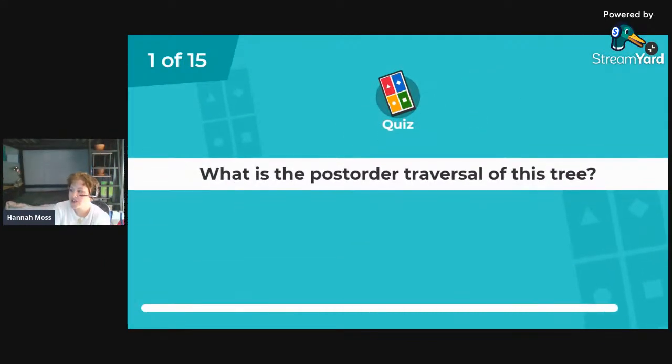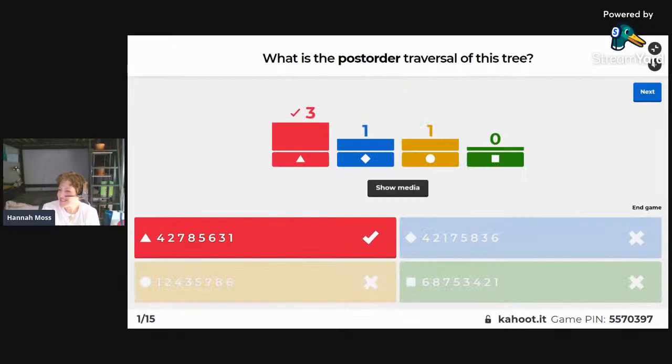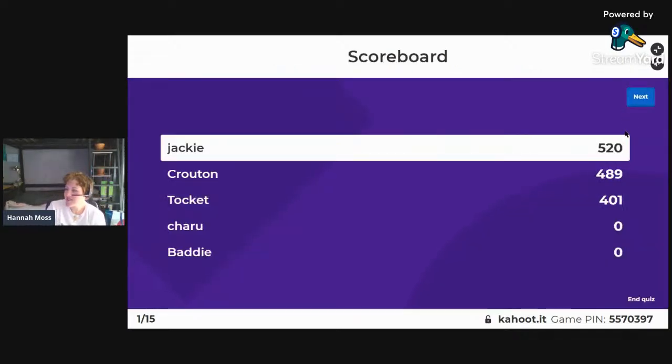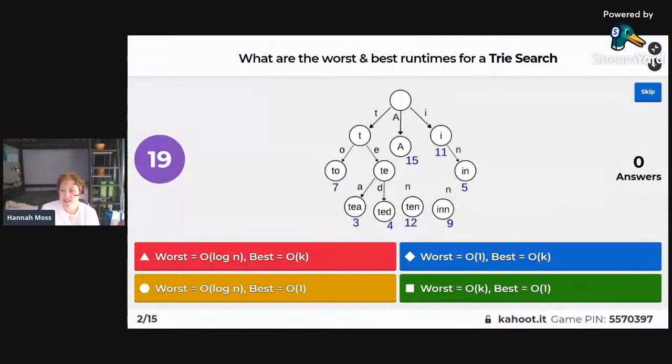So what is the post-order traversal of this tree? Most of these questions have kind of a short time limit, so even if you're not super sure, just pop something in there. And let's go to the next one. So far on the leaderboard, we have Jackie, Crouton, and Talkit. Cool. So what are the worst and best runtimes for a trie search?